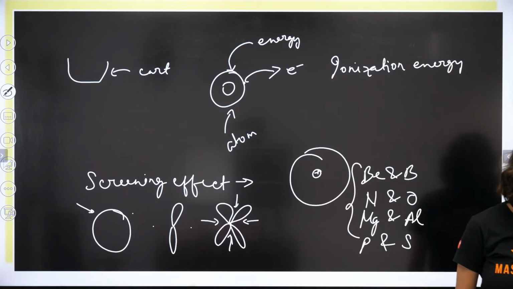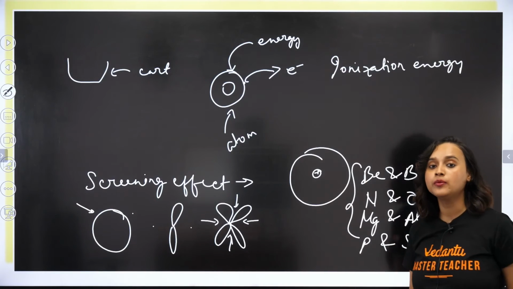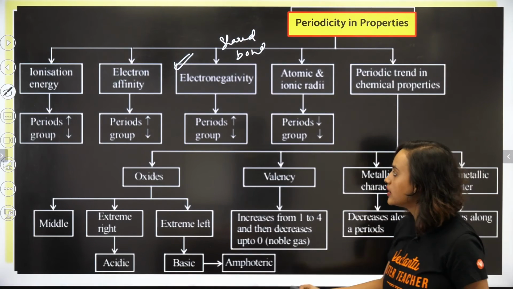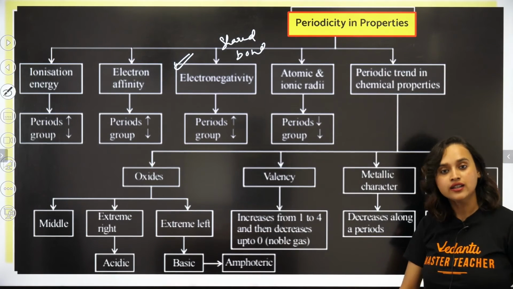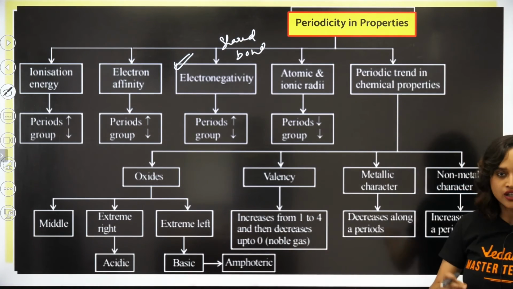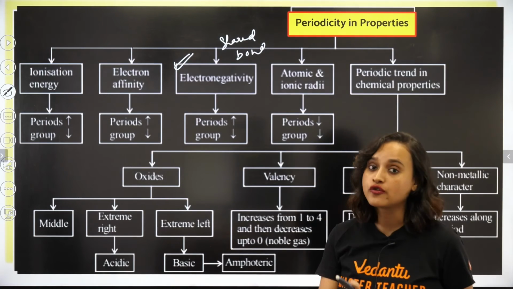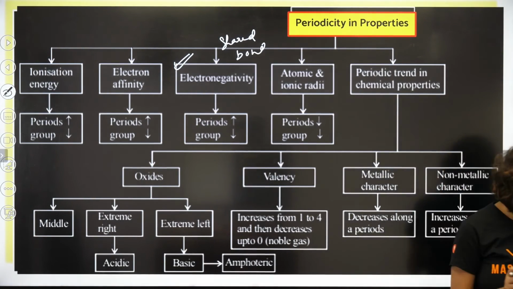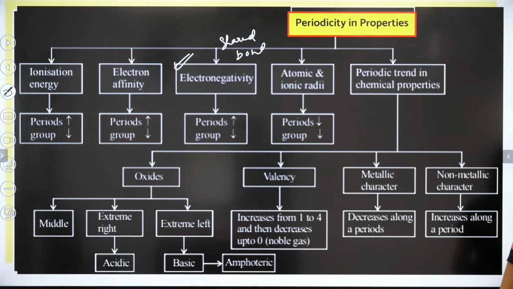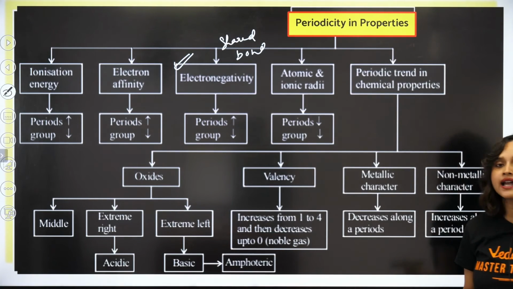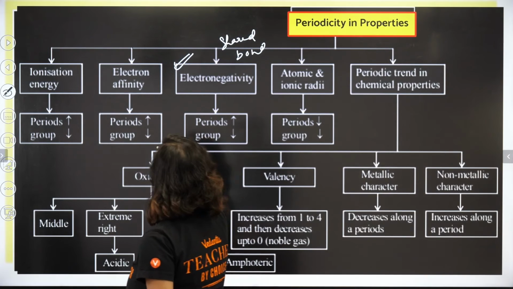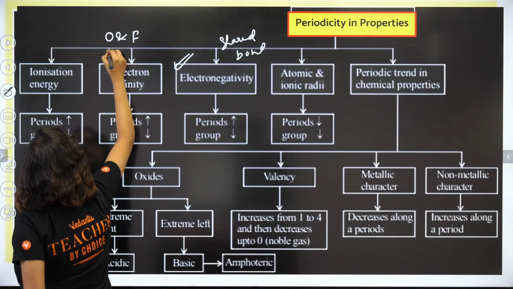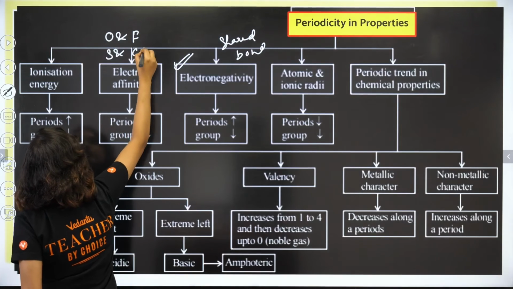Apart from that, when we spoke about electron gain enthalpy or electron affinity, here also there are anomalies. Do not forget to take a look at those also. Now what are the anomalies? The anomalies are oxygen and fluorine, and sulfur and chlorine.